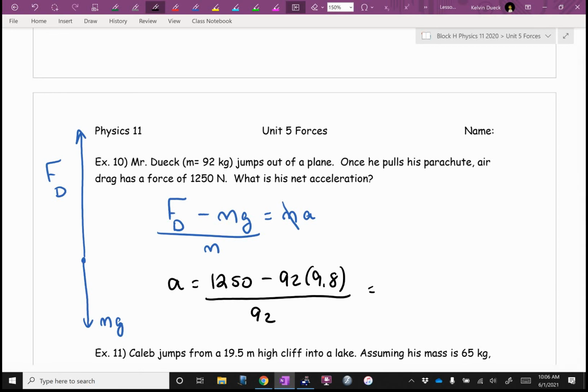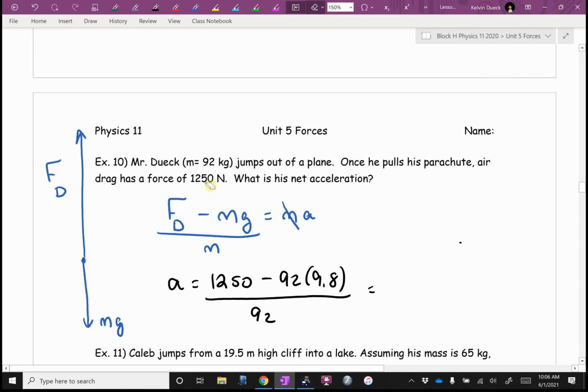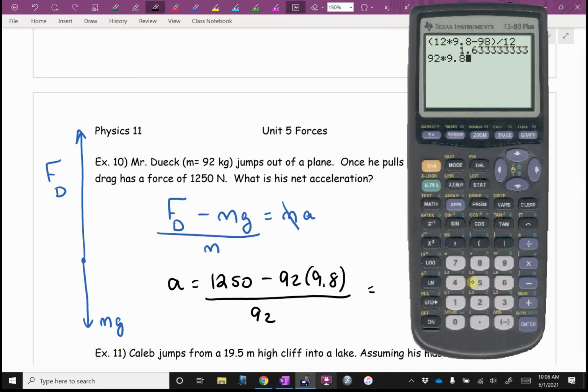What do you get? Try this one, please. 1,250 minus 92 times 10. It's FD minus MG equals MA. That's what I have as well, but isn't FD 92? No, that's a mass. FD is air drag, right? It tells me air drag has a force of 1,250. And FG is gravity. Ah, so you're doing M equals 92. I see. Gotcha.